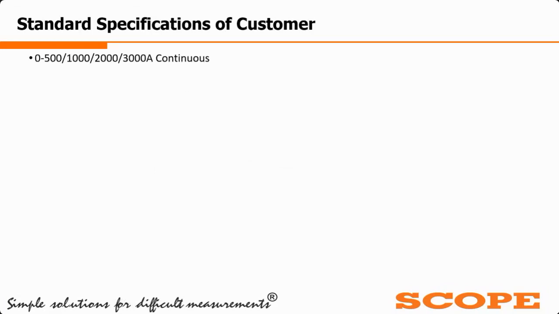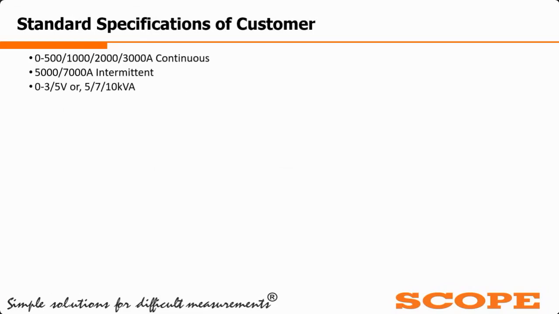So if you see during the selection of primary injection test kit, in some specifications we can see 0 to 500 ampere rated current, then 0 to 1000 ampere, or 0 to 2000 ampere, or 0 to 3000 ampere continuous. Is it really required for testing various equipment or components in the substation? Then 500 ampere or 7000 ampere intermittent, that is for 0.1 second or 0.5 second or 1 second. Is it really required? That we need to understand.